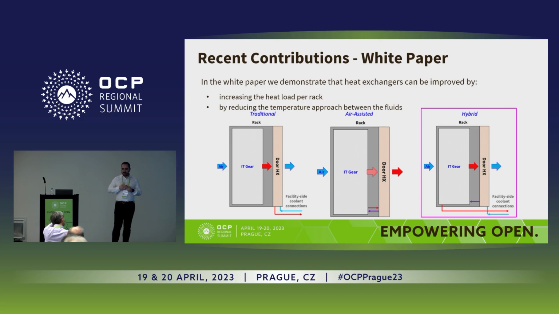And this white paper demonstrates that this heat exchanger can improve it by increasing the heat load per rack or reducing the approach temperature between the fluids, which is very important to reduce the energy consumption of the cooling system. In that case, it is very important to look at one point: if we are able to increase the facility water temperature a lot, as well as the air temperature going into the server, it could be a problem, because the fan power will increase as well.